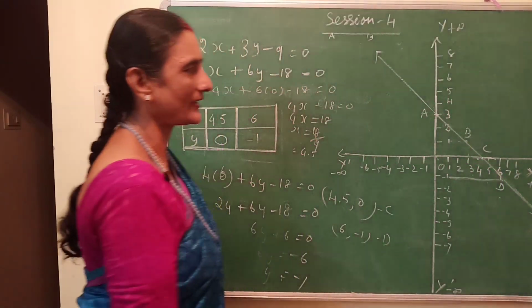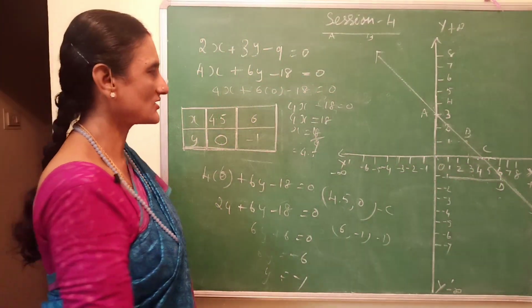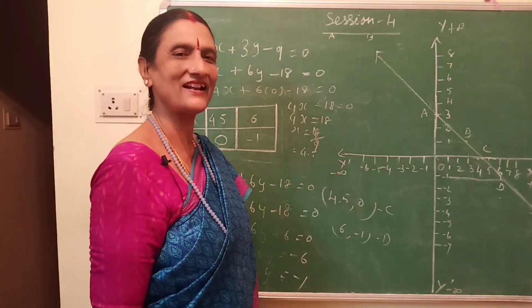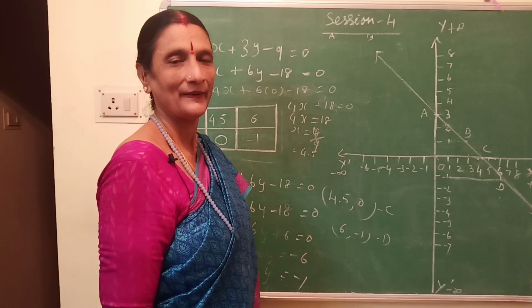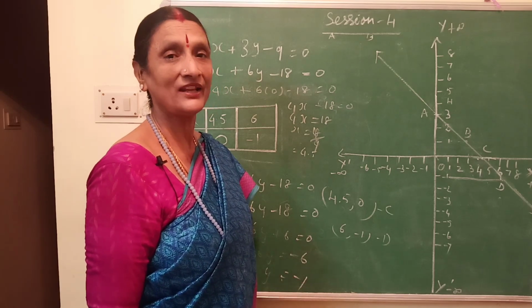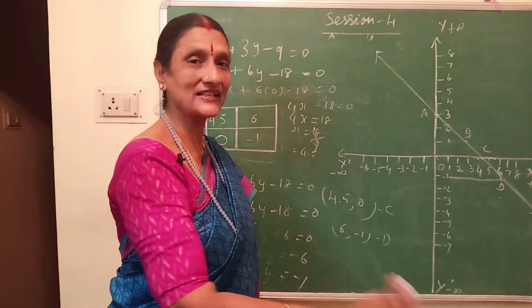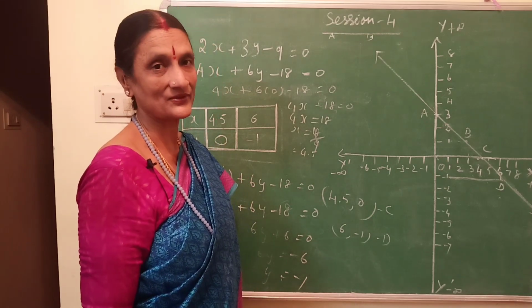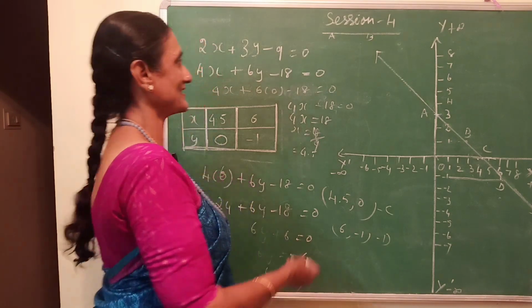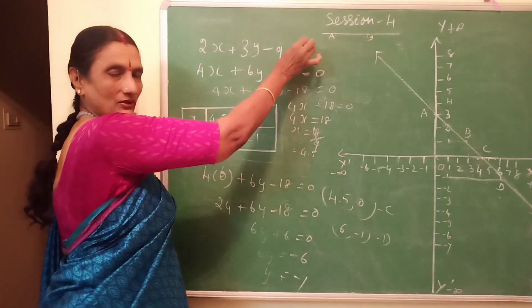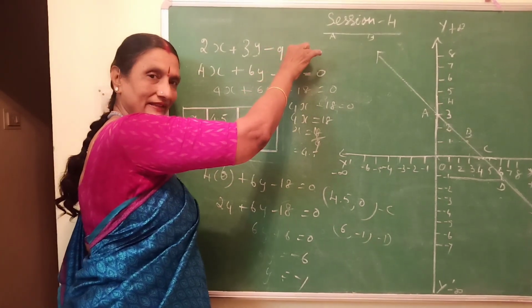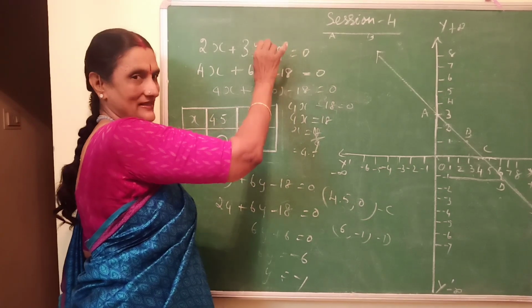That is, the points which you have chosen are also falling on the same straight line, which proves that the lines are coincident. Because they are coincident, what happens? Solutions are infinite. Solutions are infinite. That proves that the equations are consistent. So what can you conclude about these equations? Consistent, infinitely many solutions, coincident lines.